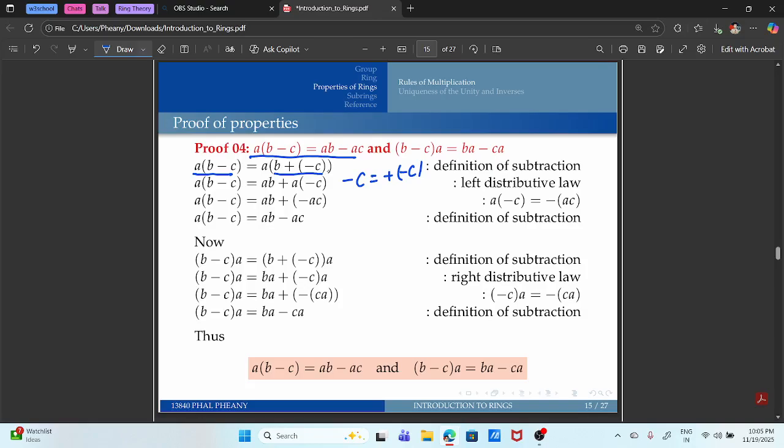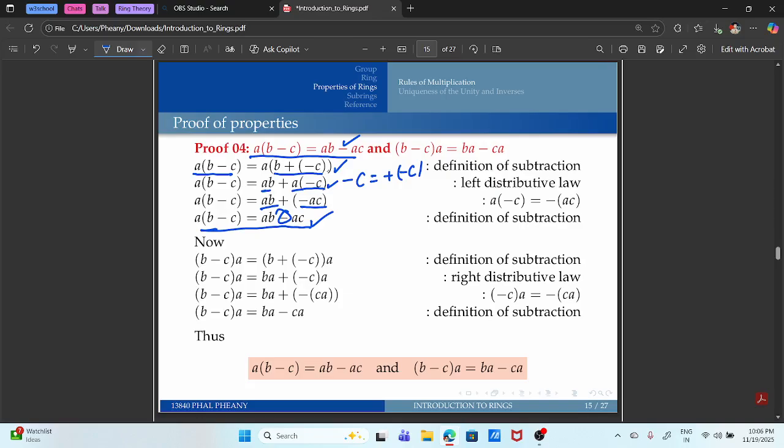So we use the distributive law. So we get A times B plus A times (minus C). Now we can use the second property, A times (minus B) equals minus AB. So we get AB plus minus AC. Minus and plus, it's going to be minus. So A times (B minus C) is equal to AB minus AC. Done on the first part.